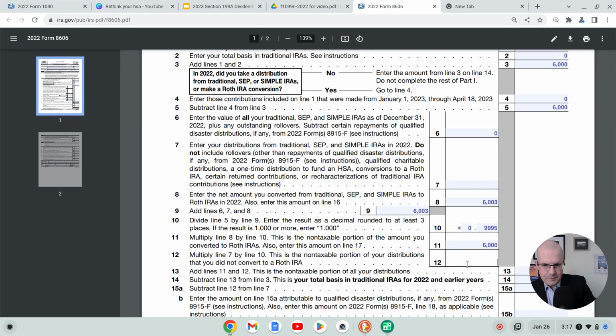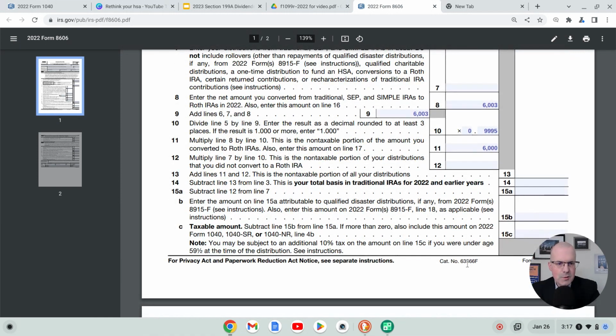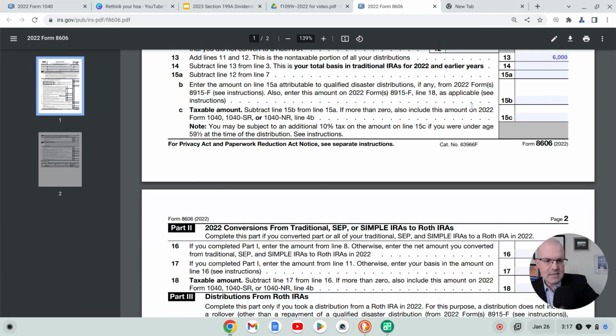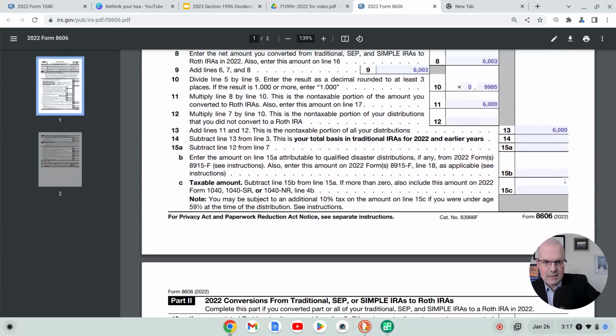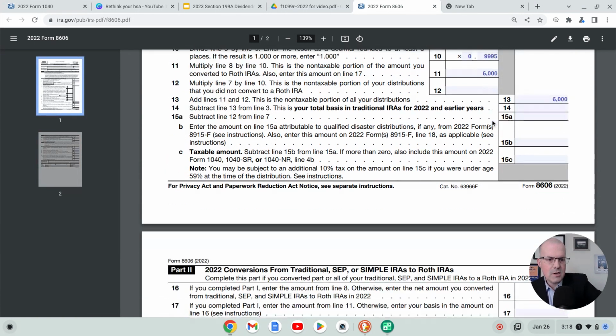And then line 7, that's for distributions. We didn't take distributions. We did a conversion. All right. So then in line 13, we add up our box 11 and box 12, and then we get 6,000. So that's easy enough. By the way, I omitted a couple steps here. So line 8 goes to this line 16. We'll come back to this, but that's important to do. So line 8 goes to line 16. And then is it line 11? The 6,000 goes to line 17.